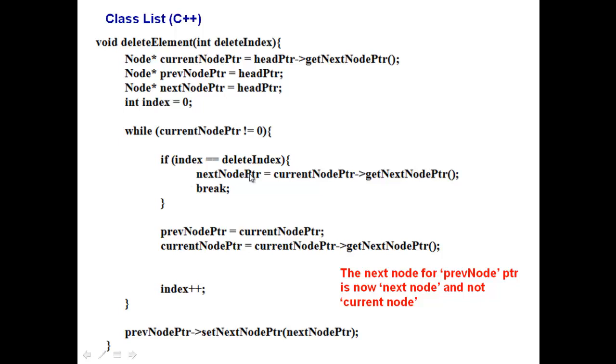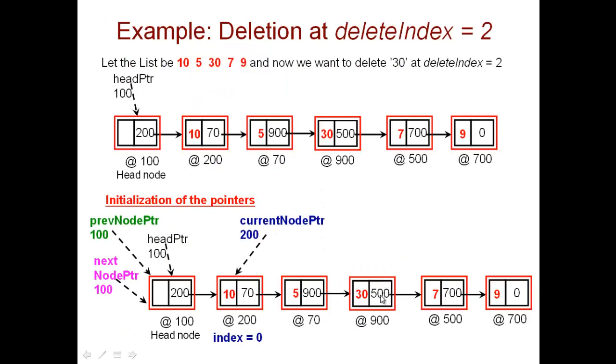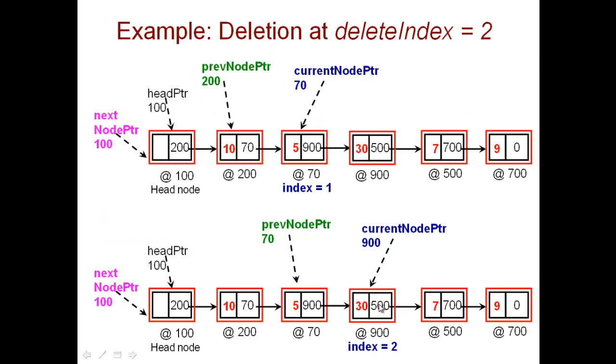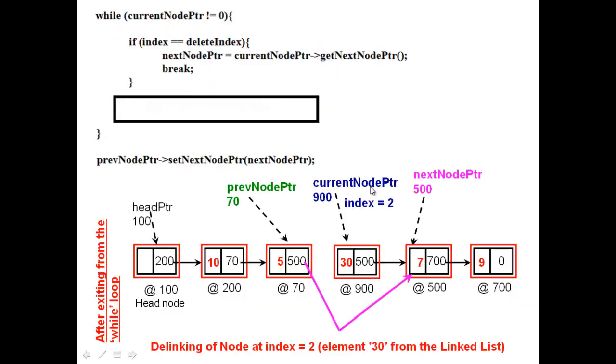So we can get the address of the node next to the current node. Current node pointer arrow get next node pointer will return this 500 as the address of the node next to the current node. The current node pointer is here. So current node pointer arrow get next node pointer, you will get this address 500, which is the address of the next node, and assign that value to the next node pointer.